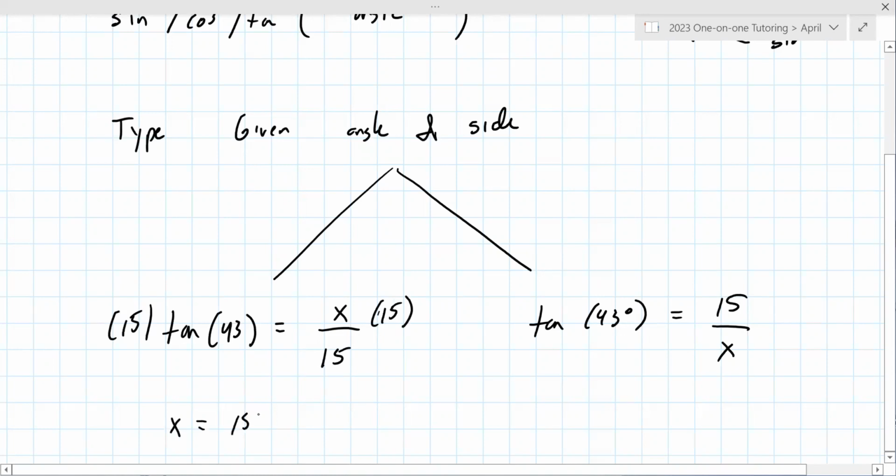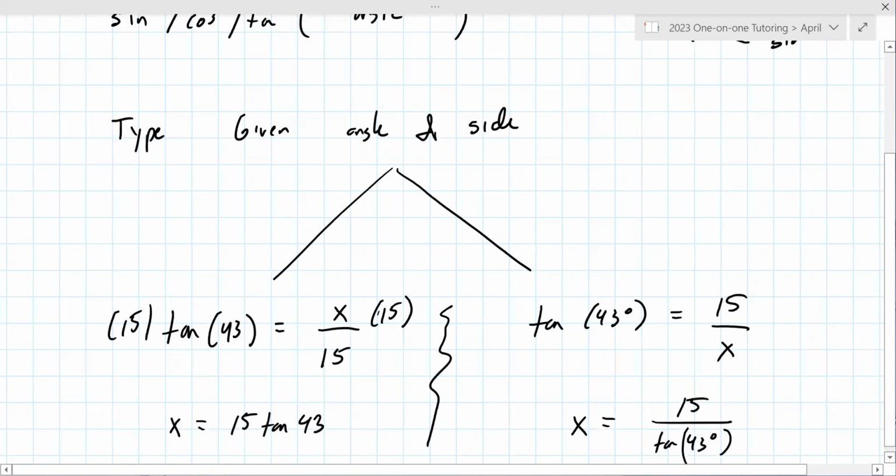The answer is 15 tangent 43. Notice when the variable is up top and you're dividing, you multiply to undo it. Is that okay? Yeah, and then on the other side, would it be 15 divided by tangent 43? Yes, exactly.